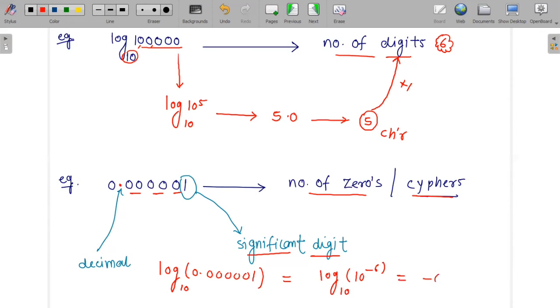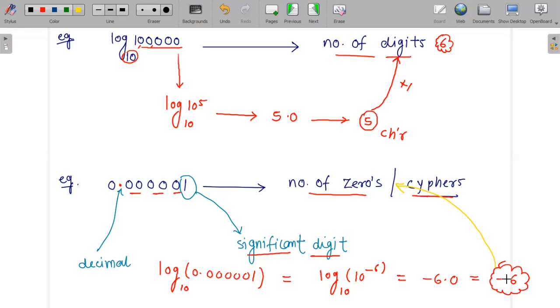It is negative 6.0. If I ask you by any mean, what will be its characteristic, then your answer will be negative 6. But characteristic is not what we are looking for. We are looking for number of zeros, and you already know there are 5 number of zero.